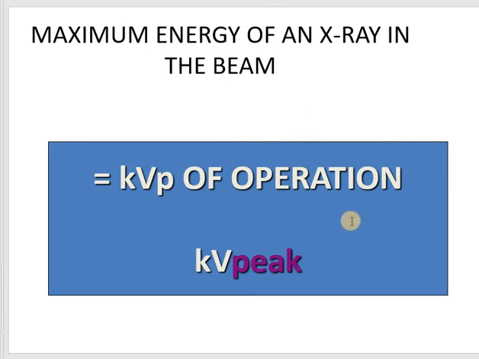The maximum energy of an X-ray that can be generated in the X-ray tube depends on the set kVp. So I've said this earlier in the previous lecture. The maximum kV, say 120 kV, the maximum energy for the electron is 120 keV, thus the maximum energy of an X-ray photon is also 120 keV. So the maximum energy of an X-ray in the beam is defined by the kilovoltage set at the control panel.